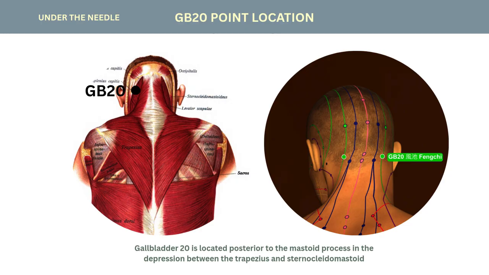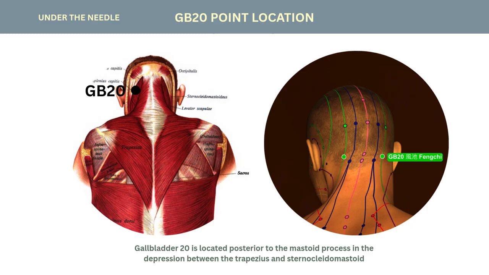Gallbladder 20 is located in a layered and dense region just below the occiput and the depression between the sternocleidomastoid and upper trapezius. To locate the point, start by identifying the occipital ridge and slide laterally until you feel the soft depression inferior to the bone. Instruct the patient to rotate their head gently to the opposite side, which will activate the sternocleidomastoid anteriorly. Deep to this region lies the splenius capitis, semispinalis capitis, and the suboccipital muscles.